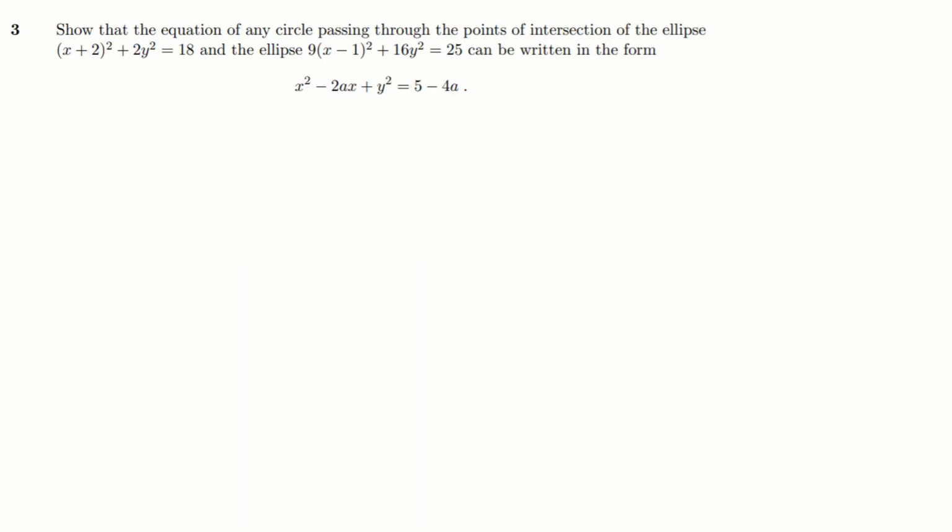Quick walkthrough through STEP assignment number 8. The question was this here, quite a short question. You need to show that the equation of any circle passing through the points of intersection of this ellipse and this ellipse can be written in this form.